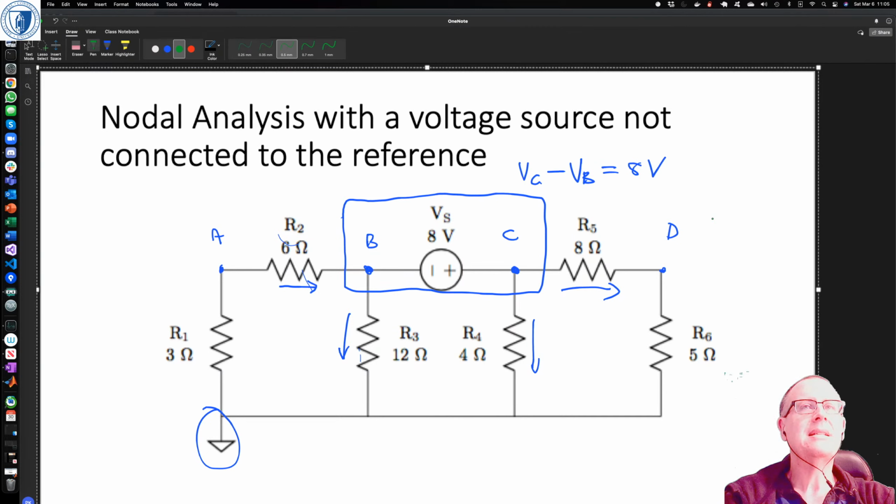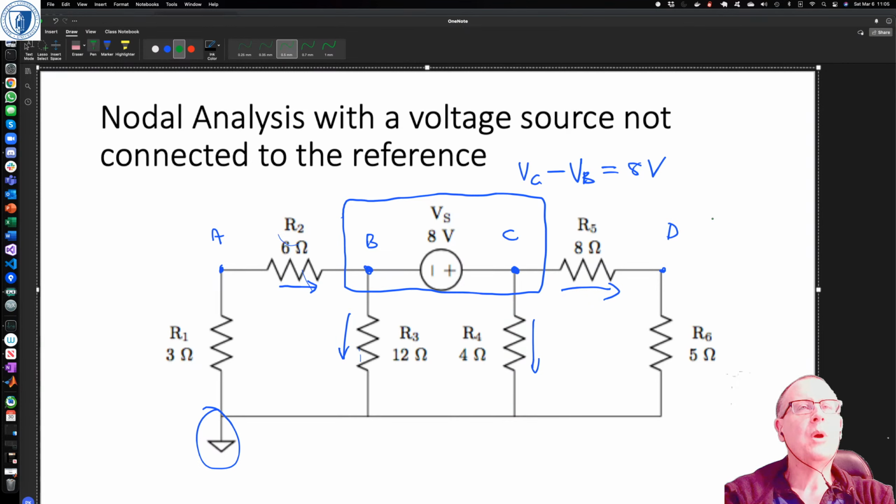Okay, and in this case, effectively what happens is we combine nodes B and C, and the KVL equation we get, because of the polarity of Vs, is Vc minus Vb equals Vs, right? So that's where we get Vc minus Vb.